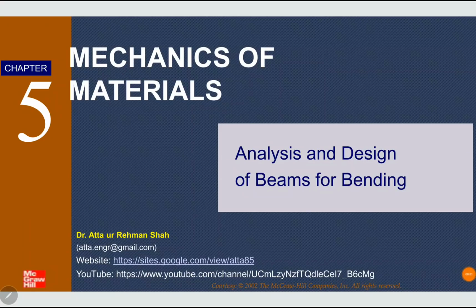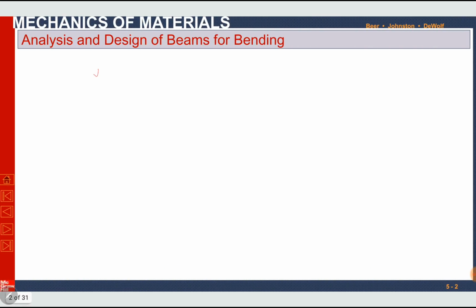Chapter number 5 of the textbook of Mechanics of Materials is about analysis and design of beams for bending. Before this chapter, we have discussed pure bending in chapter number 4, where we derived an expression for the normal stress, which was sigma, the normal stress, equal to Mc over I.